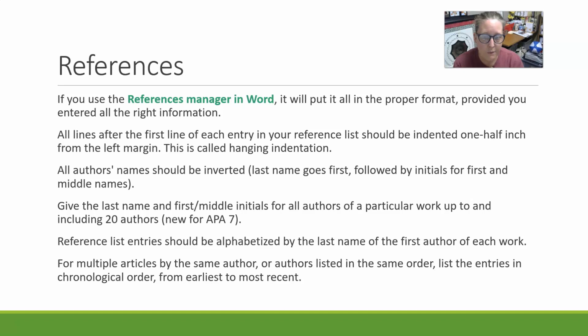You give the last names, first and middle initials for all authors of a particular work, up to and including 20 authors. This is a new rule for APA 7. In APA 6, you could stop around six authors and put little dots. But here we have to list everybody, even if it's up to 20 authors. The reference list entries should always be alphabetized by the last name of the first author of each work, so the A's and then the B's and the C's and all of that. Again, the reference manager will put that all in the right order for you. If you have multiple articles by the same author or authors, listed in the same order, then you list the entries in chronological order, from earliest to most recent.